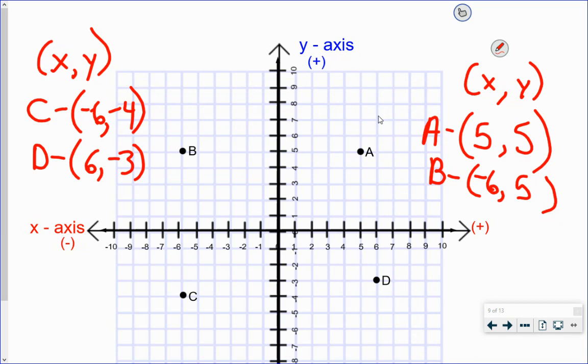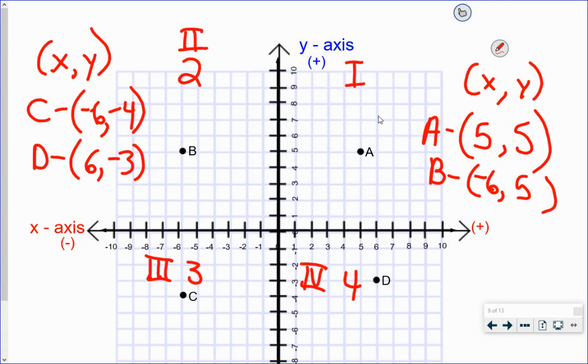Remember, there are 4 quadrants. Quadrant 1 is always at 1 o'clock. Quadrant 2, then it goes counterclockwise. You can also use Roman numerals for these, so hopefully everybody remembers what the Roman numerals are.